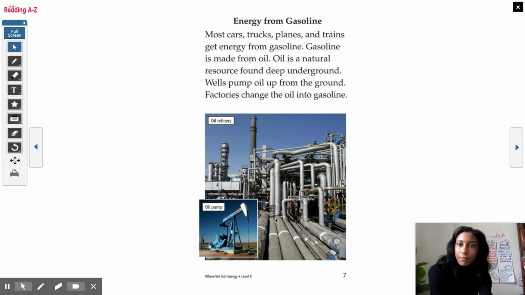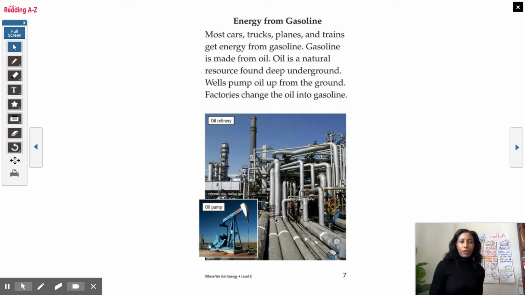Energy from gasoline. Most cars, trucks, planes, and trains get energy from gasoline. Gasoline is made from oil. Oil is a natural resource found deep underground. Wells pump oil up from the ground. Factories change the oil into gasoline.